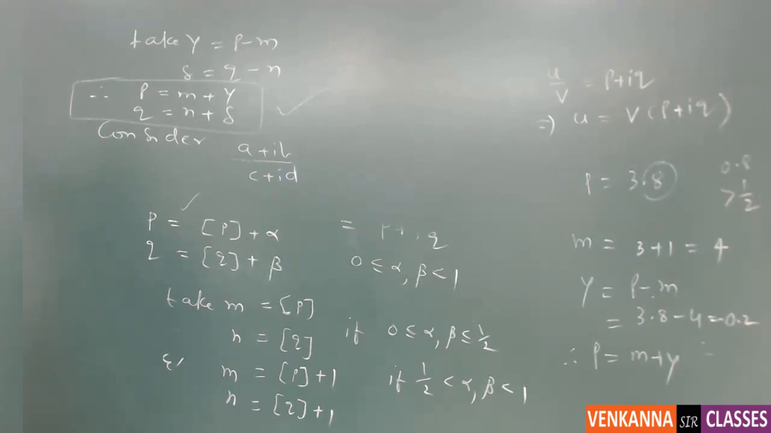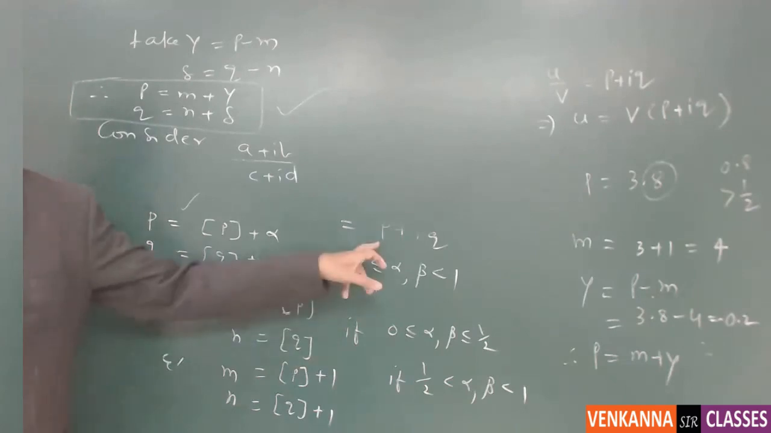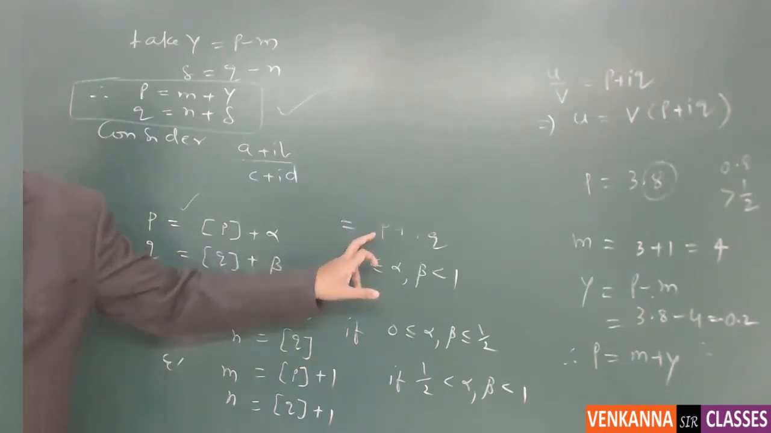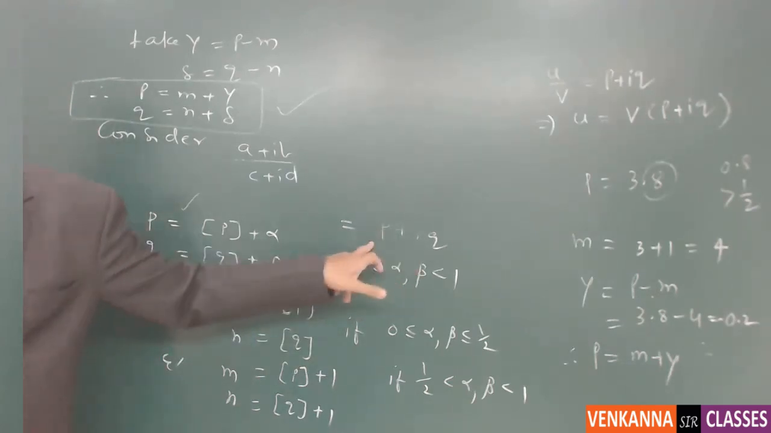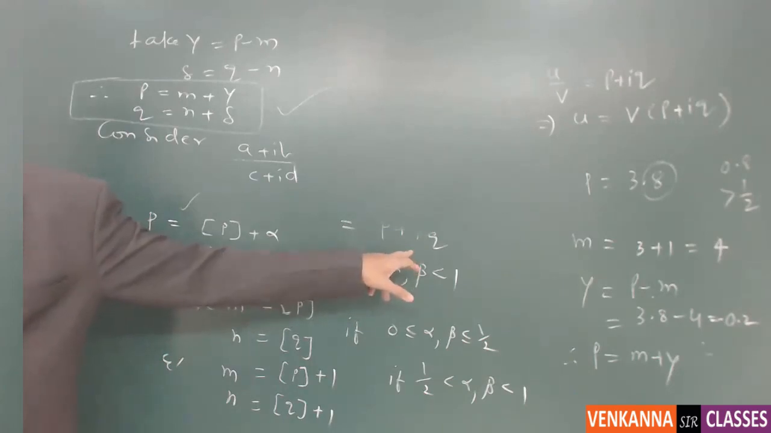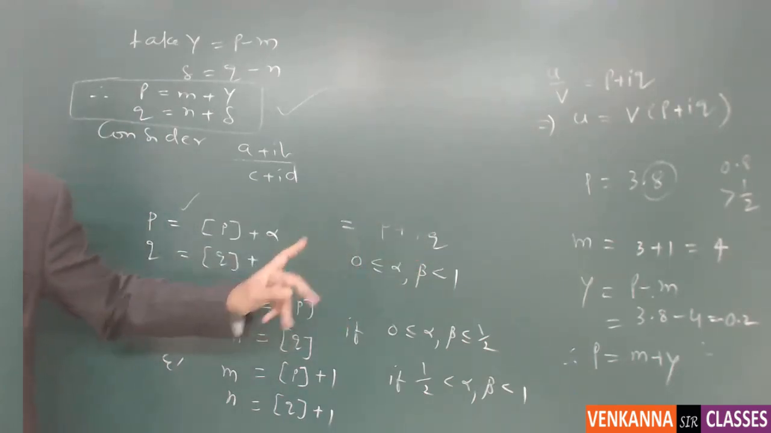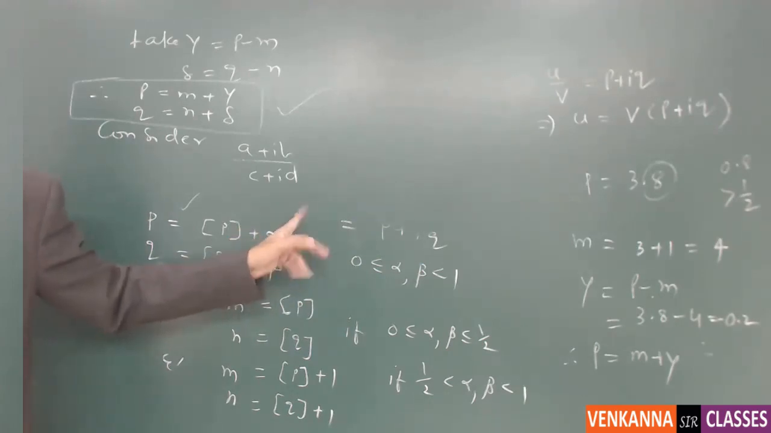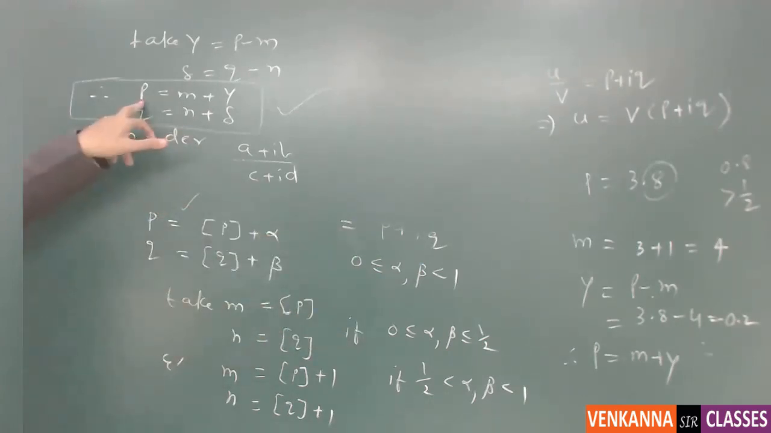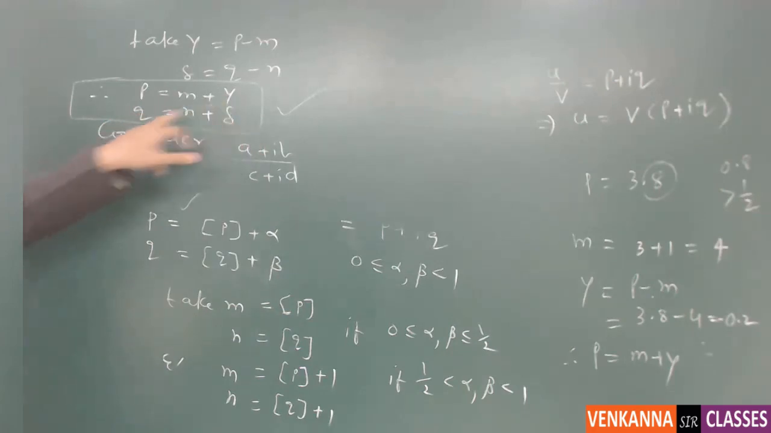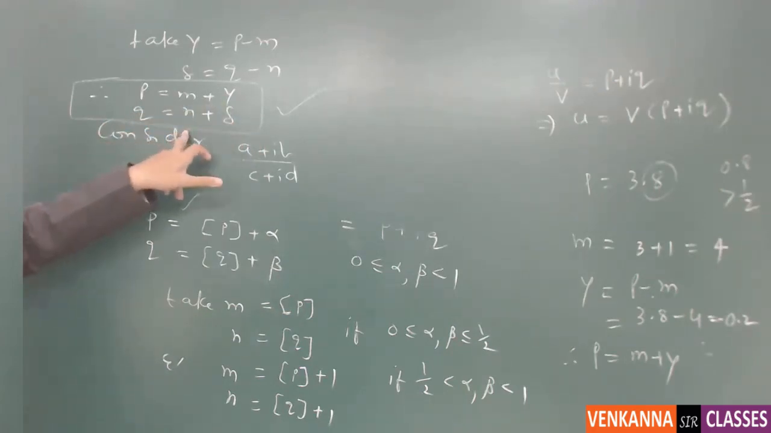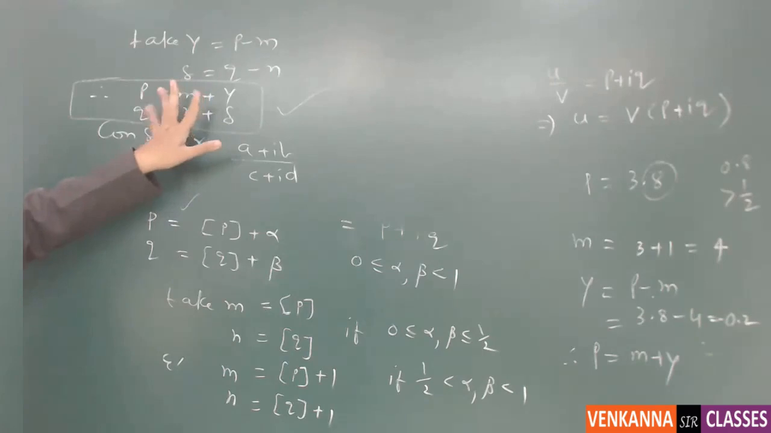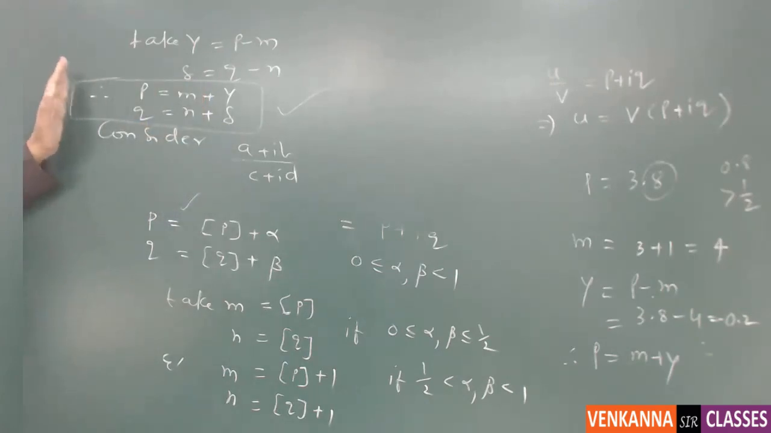So in this way I have bifurcated. Either you consider P or Q, whatever the case may be, using the criteria of integer part and fractional part, I am representing P as m plus gamma and Q as n plus delta. This is my whole thing. Is it clear for all? Let me know.